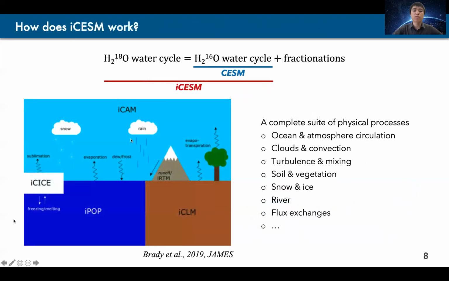And if you are interested, you can check out this paper published in JAMES. So here I want to very briefly show you how iCESM works. So we know that in CESM, we have a comprehensive description of the hydrological cycle, the H2O water cycle. It has a complete suite of physical processes listed here. For iCESM, it's actually quite simple. In addition to this regular water cycle, we replicate that to create this H2 18O water cycle. It's exactly the same, so has exactly the same physics, except when phase changes, we consider the fractionation. Then that's it.